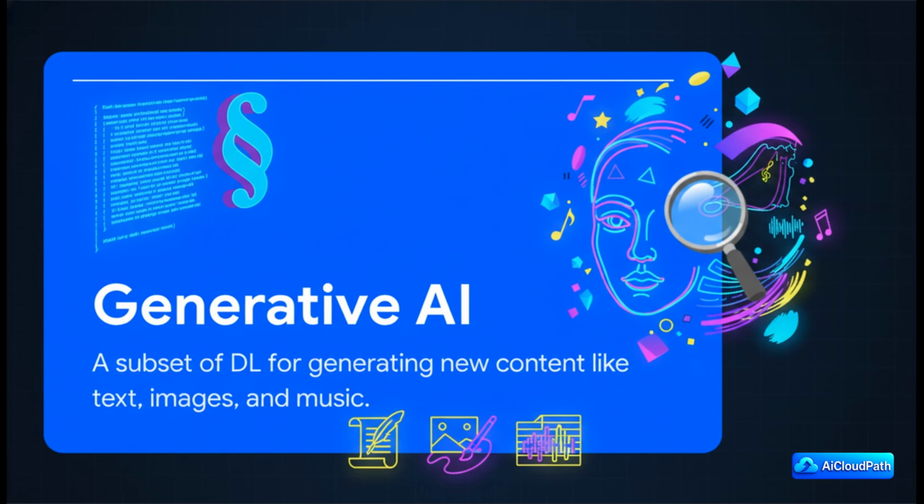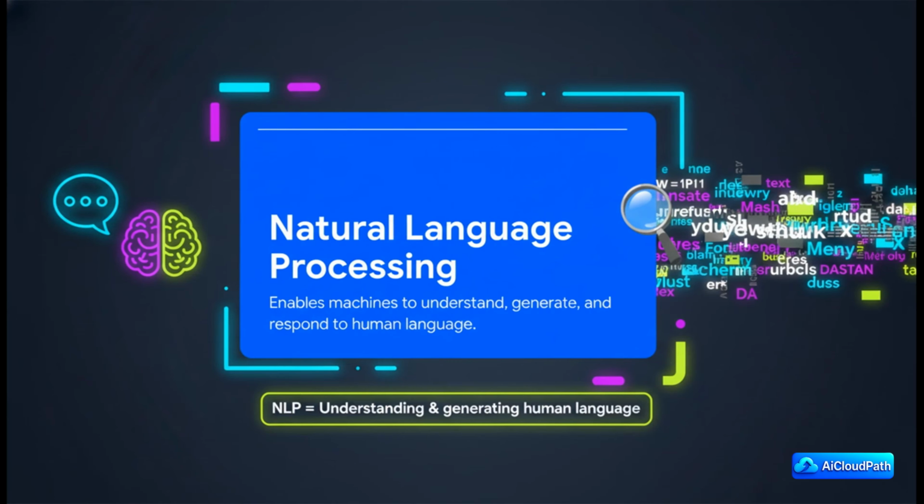And that brings us to the cutting edge, generative AI. This is a special kind of deep learning. Its whole job isn't just to understand or sort information. Its job is to create something new, something original. We're talking about AI that can write an email, compose a song, or dream up an image from scratch. That's generative AI.